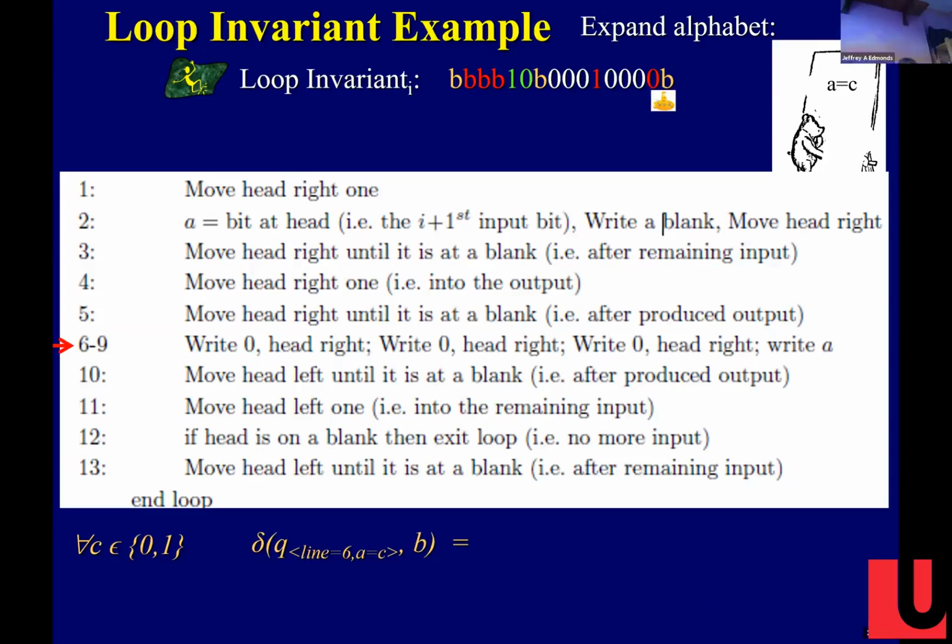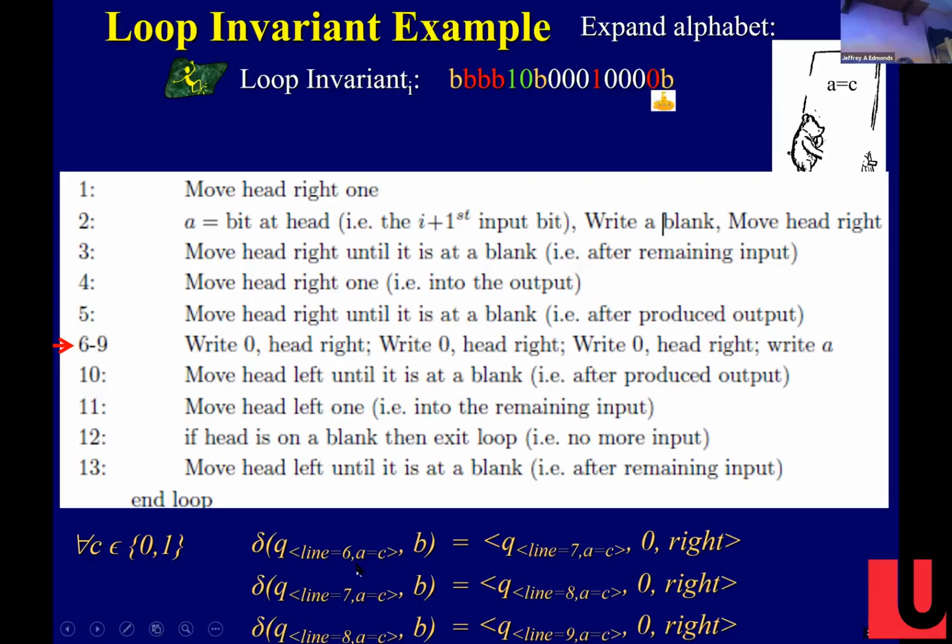Now I'm in line 6. If I'm in line 6, what do I do? Well, I better be reading a blank, because that's what I got when I was in line 6. If I'm in line 6 and I'm reading a blank, then what do I do? I write a 0 and I go right. So if I'm on line 6 and I'm on a blank, I write a 0 and I go to line 7. If I'm in line 7, I write a 0 and I go to line 8. And if I'm in 8, I write a 0 and I go to line 9. And each time I move the head right.